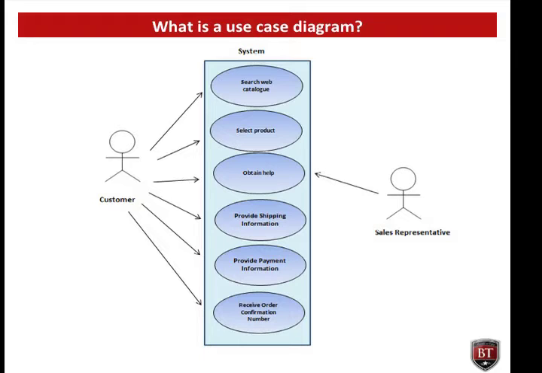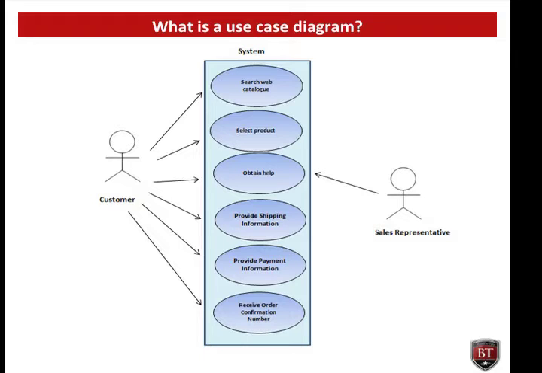The diagram has two main components: actors and use cases. An actor may represent a user, organization, or even another system and is displayed as a stick figure on the use case diagram. A use case is an action that the actor performs to complete a task. You can see the system also has boundaries.